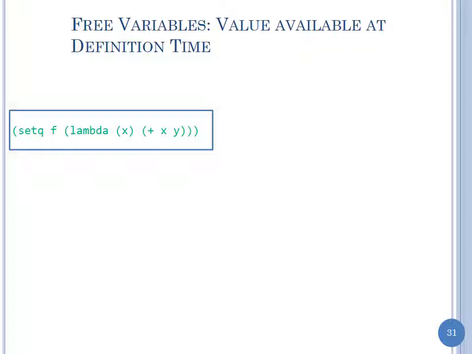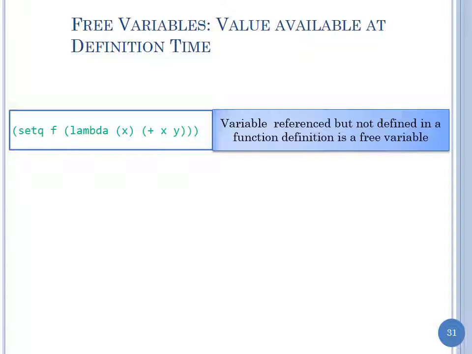So the problem is that we have some free variables, and when you have free variables, they don't have a very exact meaning. Where do you get their values from? The parameters we know: the formal parameters should have the values of the actual parameters. The free variables are creating some ambiguities. A variable referenced but not defined in a function definition is a free variable in general, and it's a more general concept than global variable.